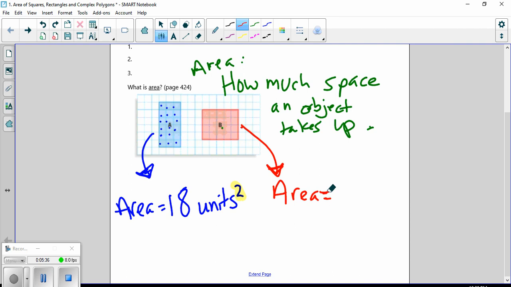So if you counted them up, you should get that there are 20 squares, and we don't know what these units are. We don't know if this is measured by feet, centimeters, or whatnot. So we're just going to say 20 units squared. Again, notice that I put the square with my units. So make sure you do that as well. Okay.